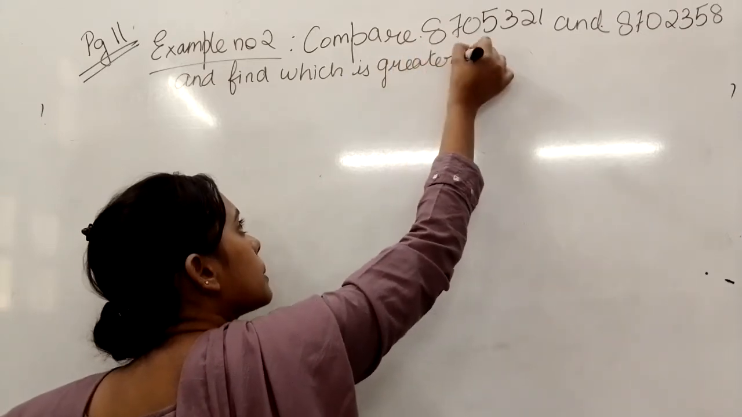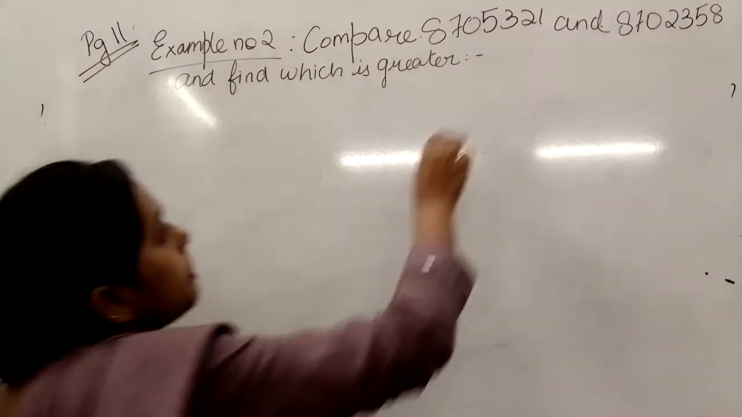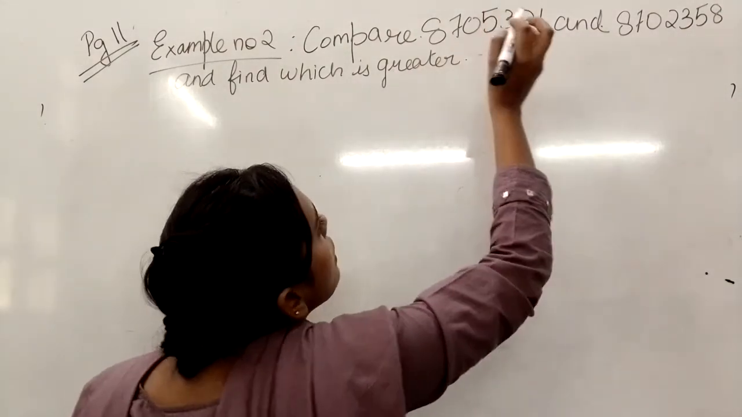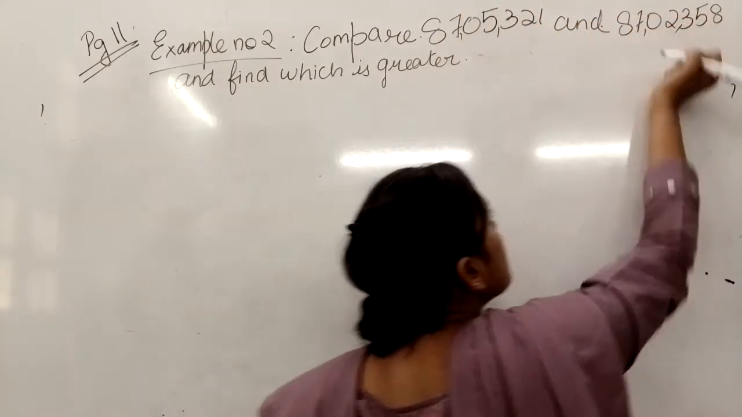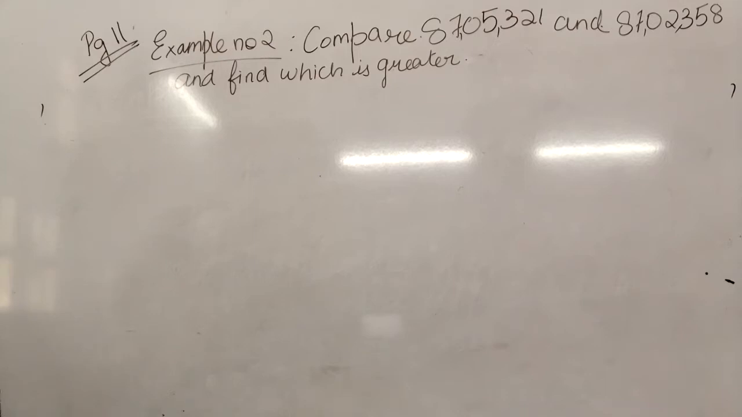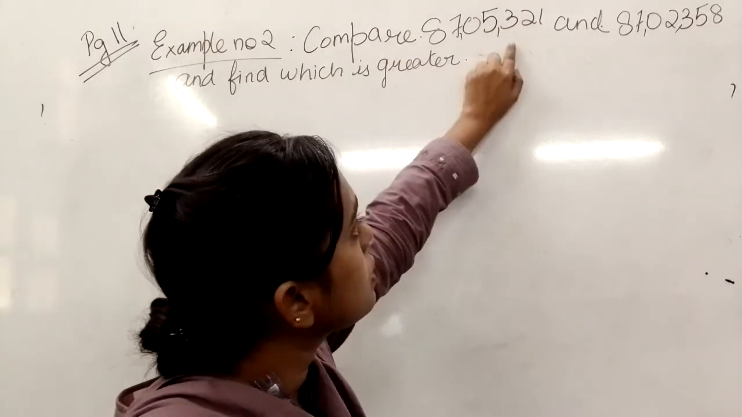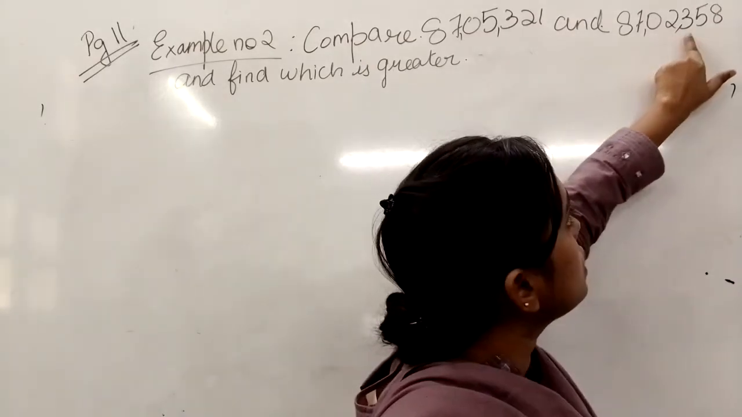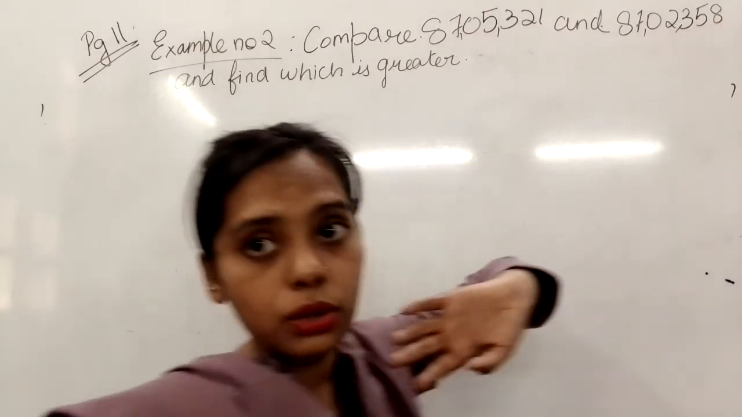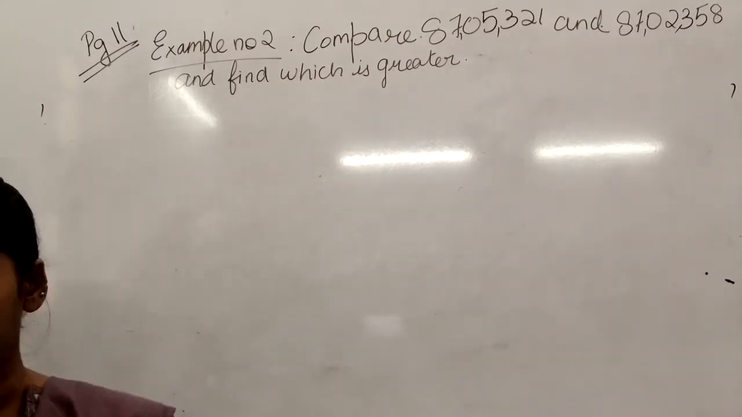What will be your question to do? Find, compare these numbers. What will you do when you get the numbers? Put the commas so that you can read out the number. This is 87,05,321. So you have to compare 87,05,321 and 87,04,358. These two numbers you have to compare and find which is the greater.